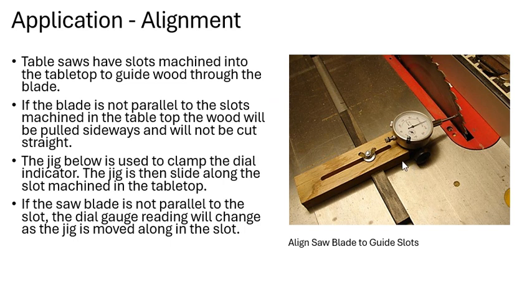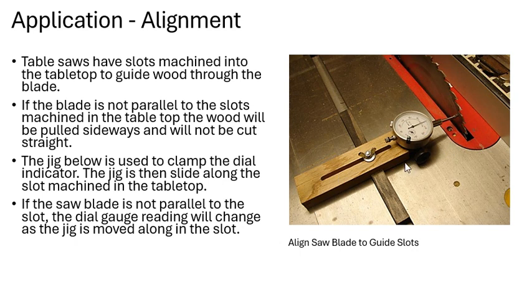In this picture, you can see the table saws, and they have slots machined into the tabletop to guide the wood through that blade. So here is the blade. We're going to use this dial indicator to align the saw blade to the guide slots. If this blade is not parallel to the slot, then the wood is going to be pulled sideways and it's not going to be cut straight. So we're aligning the saw and the slot.